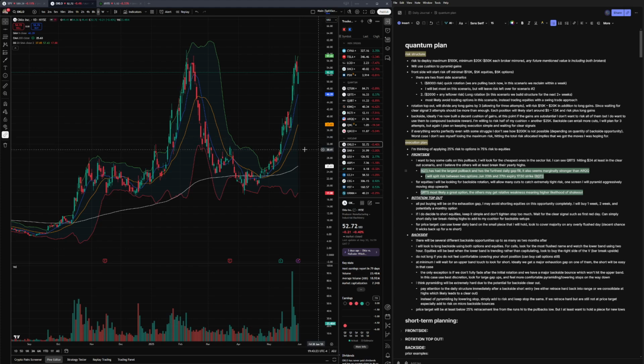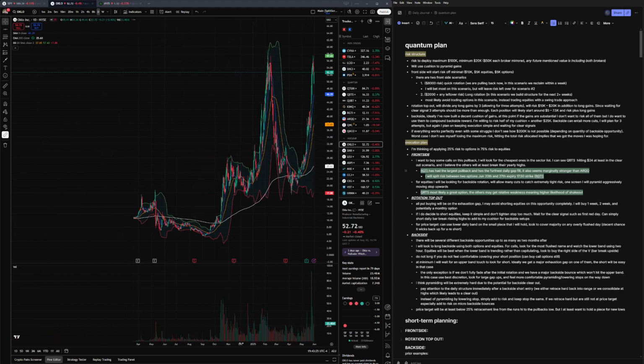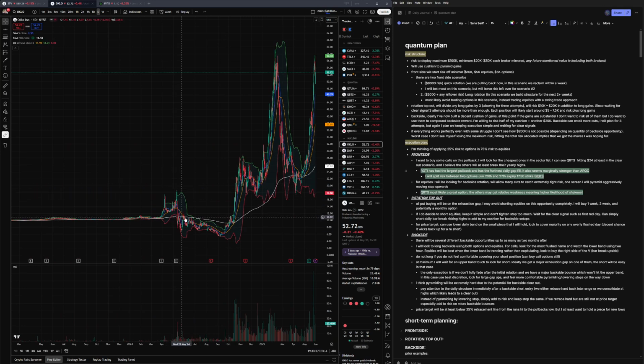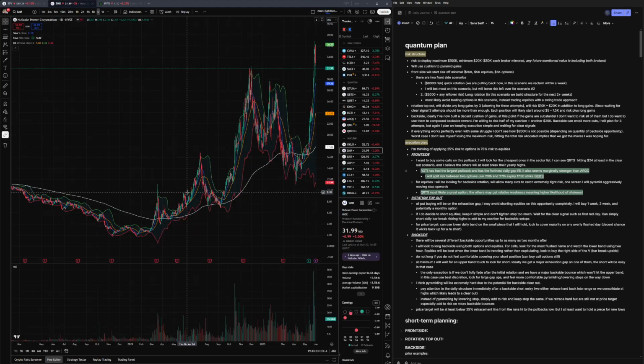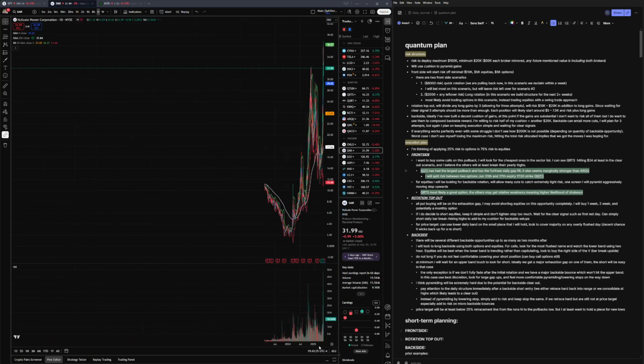And I'm sure these will play out similarly. You can see OKLO, it was fading before the sector heated up. SMR, same thing. It's fading. So we know where all these stocks are heading.